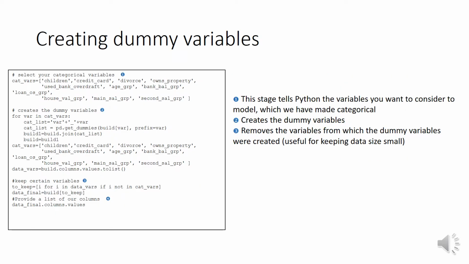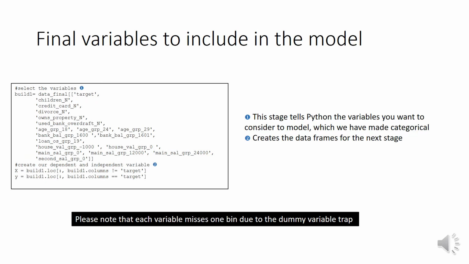Creating dummy variables can be a very long process. Luckily in Python, we can use some code that will do this all for us, as shown here. Number 1, this stage tells Python the variables we want to consider to model, which we've made categorical. Number 2, this creates the dummy variables. And step 3 removes the variables from which the dummy variables were created. This is useful for keeping the data size small.